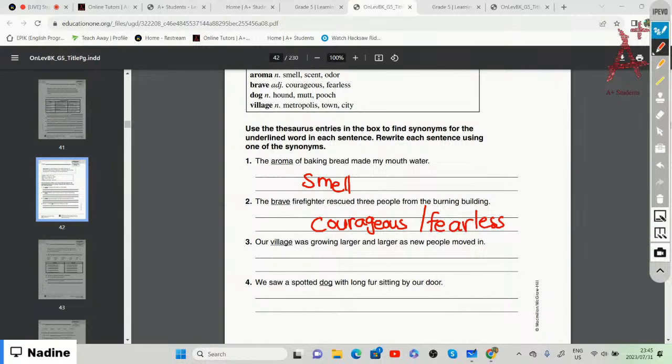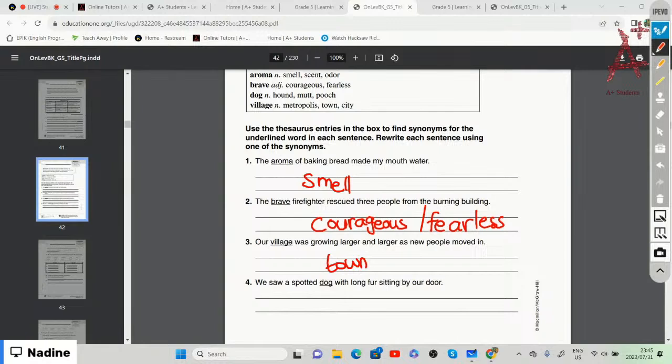Our village was growing larger and larger as new people moved in. You can either say the metropolis was growing larger and larger as new people moved in, or you can say the town was growing larger and larger as new people moved in. So town is the same as or similar in meaning to village.